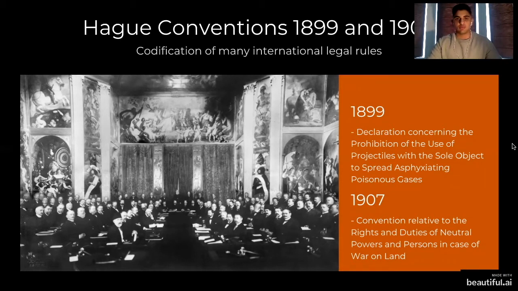Then in 1907, there was another conference. An example of what they concluded there was the convention relative to the rights and duties of neutral powers and persons in case of war on land. Essentially, that an independent or neutral country cannot be attacked during war, right? And there was a bunch of these different laws and rules, and it was very, very important for the codification of international law and making international law this subject that you're able to study.